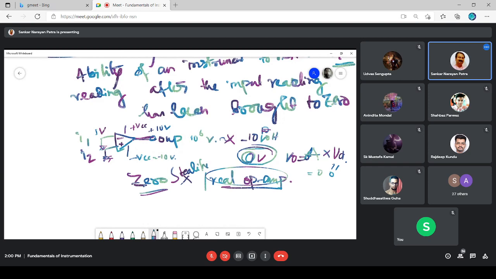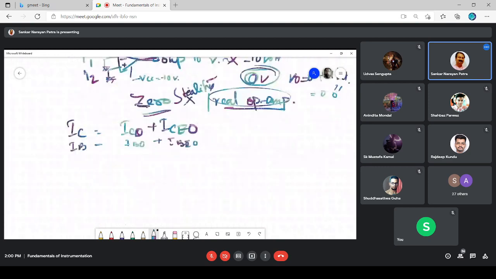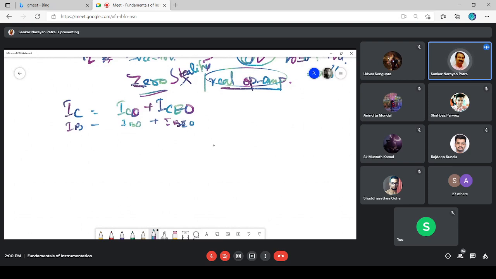Zero stability will not be there. Why? We know IB, I consider, but IB is IBO plus IBE. Still, if we make VD 0, there will be a V0 of some X millivolt, which is called offset voltage.